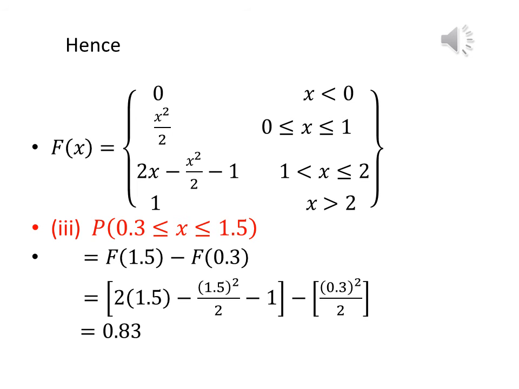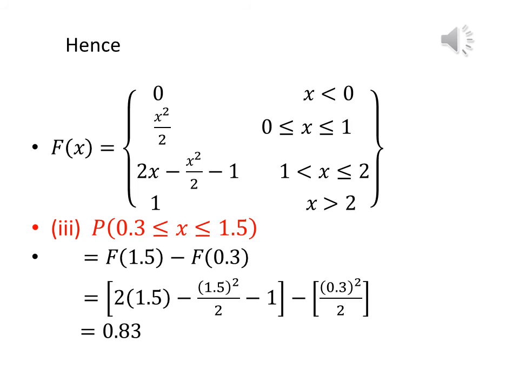So our distribution function here, x less than 0, capital F of x equals 0. x from 0 to 1, capital F of x equals x squared over 2. From 1 to 2, capital F of x equals 2x minus x squared over 2 minus 1. Greater than 2, we substitute x by 2 here.